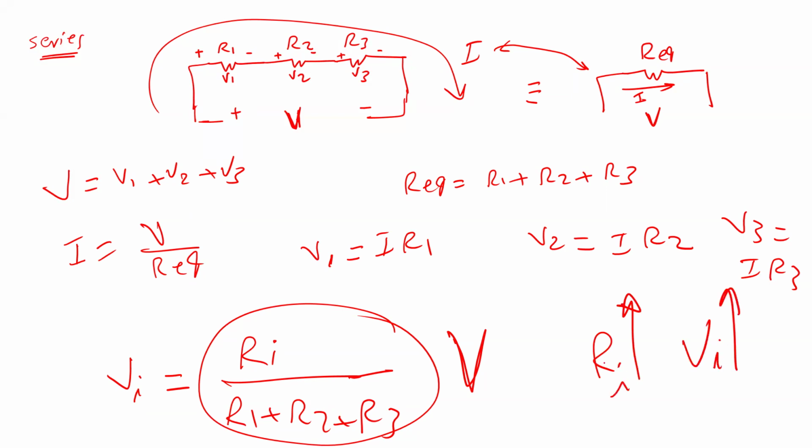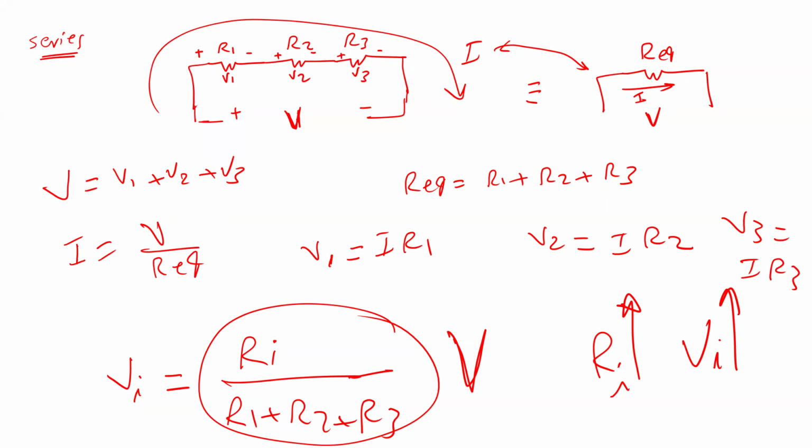So if I connect three resistors, and one resistor is much bigger than another one, you will see most of the voltage is going to be on this one, and the other one is going to have a very small ratio. You understand what I'm saying? This is the case in voltage.